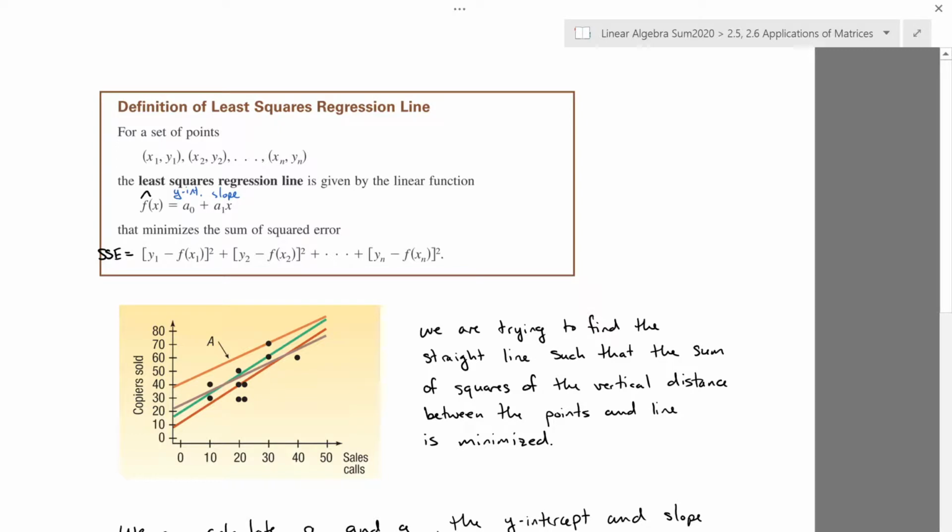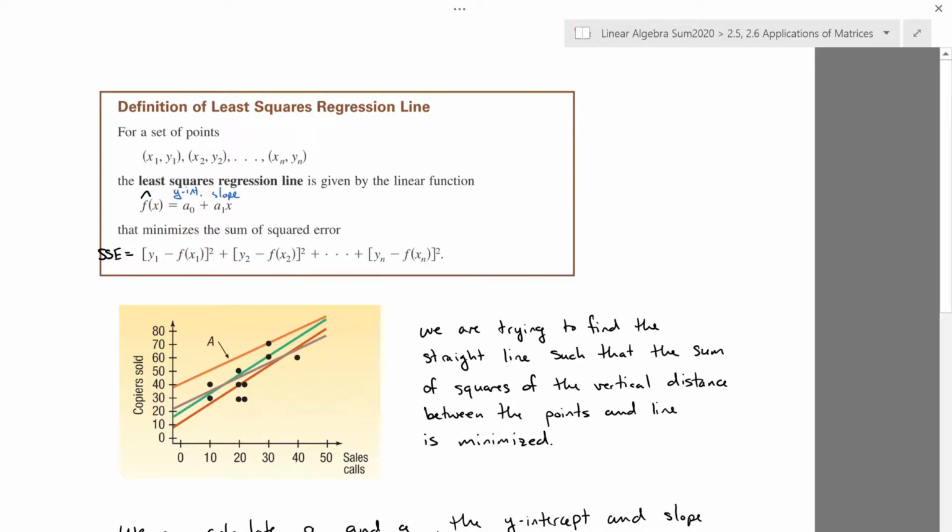And we want to minimize the sum squared error, or SSE. Again, each of these is the vertical distance, in terms of the y values, between the y values of the points and the y value of the predicted line.